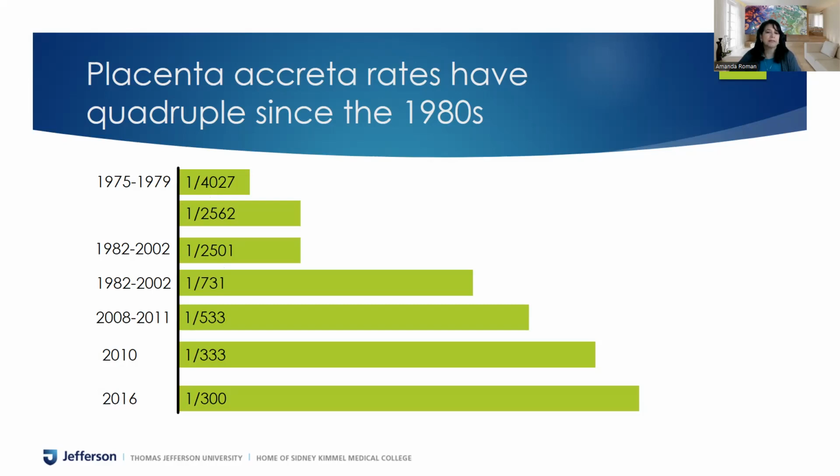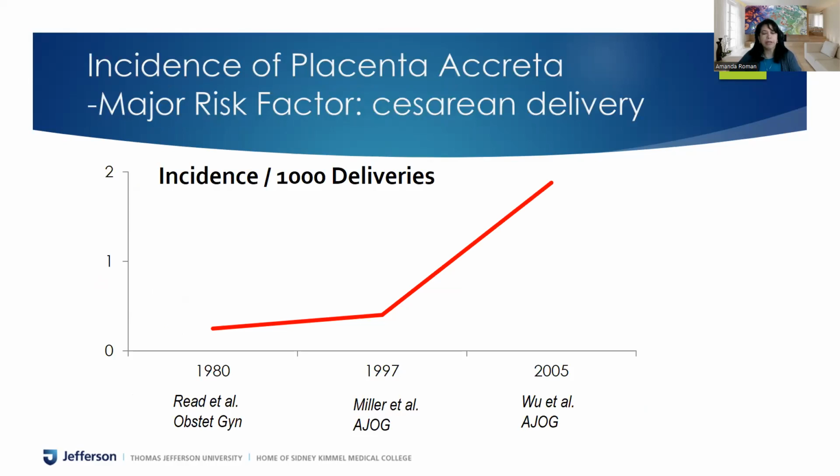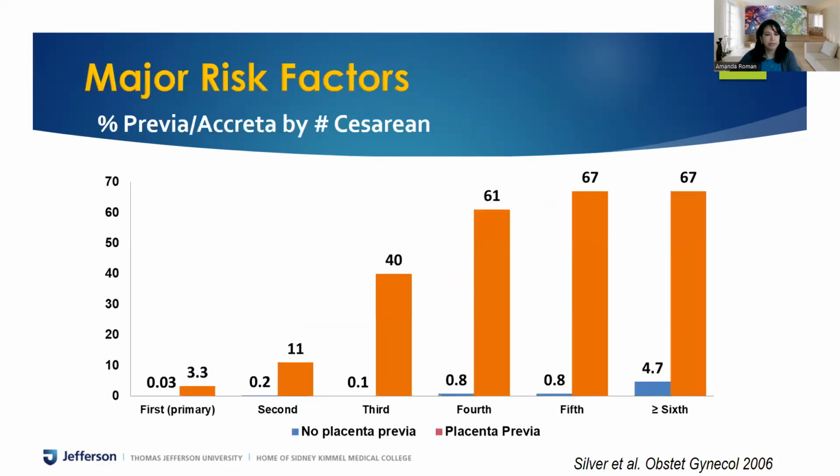And why is that? It's mostly because cesarean section is the major risk factor for placenta accreta spectrum, in association with C-section and placenta previa. As we increase the number of cesarean deliveries over the years, we have more placenta previas and more placenta accreta spectrum. This is a seminal paper by Silver in 2006, where they published the association between placenta previa, cesarean section, and accreta.